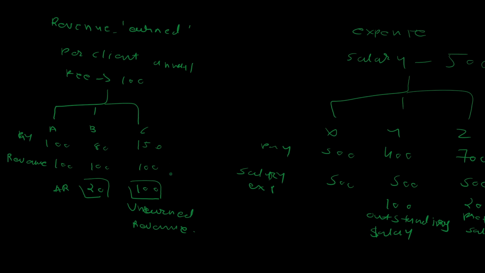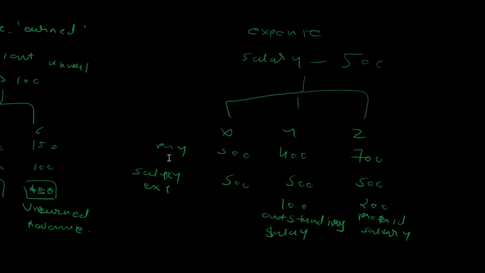Customer C paid 150, but you record revenue of 100. So only 50 rupees you will show as unearned revenue in the liability. You got the money early, so it's your liability of 50 rupees. You need to show only 100 as revenue.